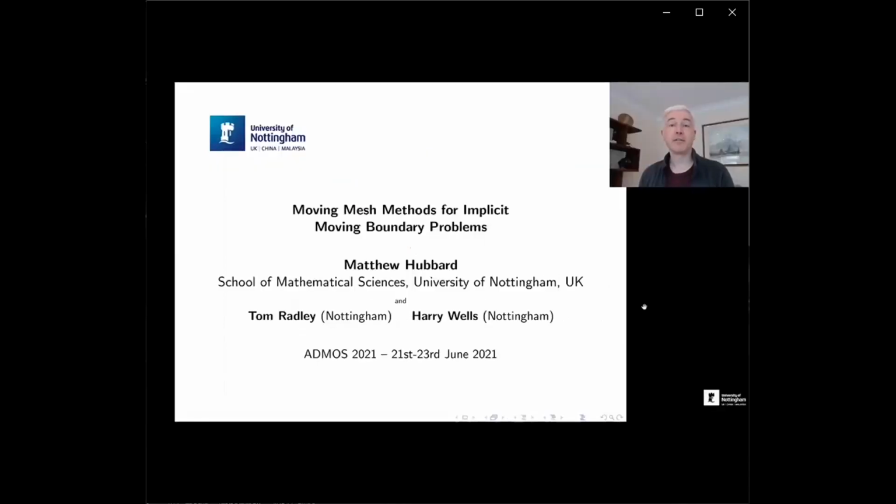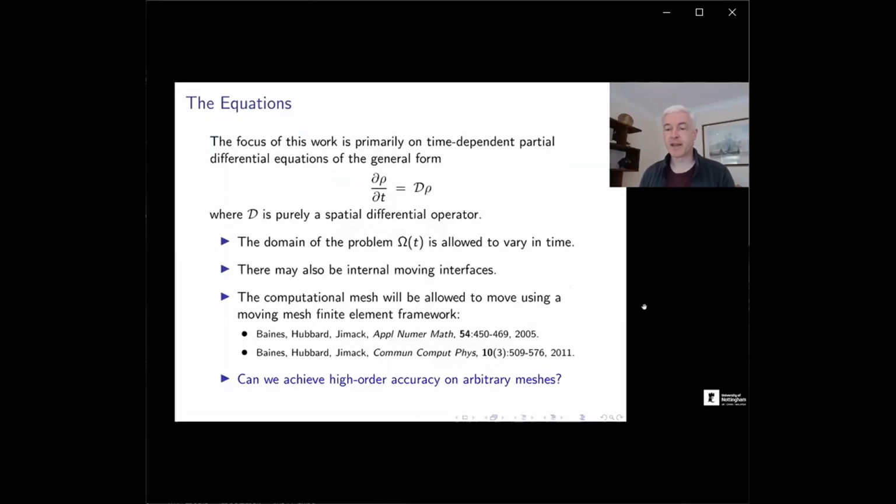My name's Matthew Hubbard, and I want to introduce some work that I've done with 2 students of mine, Tom Radley and Harry Wells at Nottingham, on moving mesh methods for moving boundary problems. In particular, we're just looking at time-dependent partial differential equations of the form that we have here. Quite often these will turn out to be conservation laws, but they don't have to be. We have a situation where the domain is allowed to move in time. There might be internal moving interfaces, and we want to move the computational mesh.